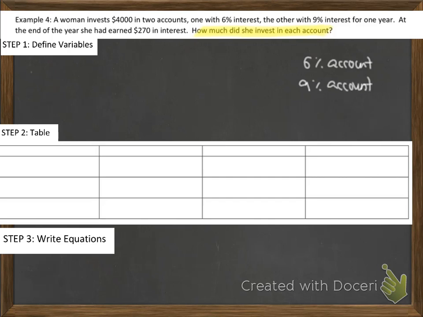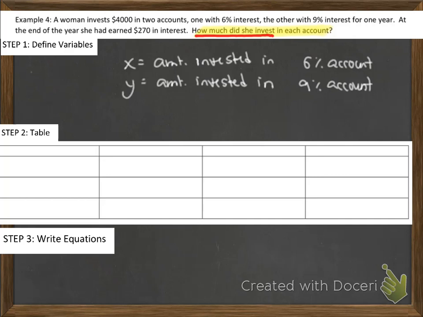Again, I encourage you to remember, if you simply do something like this, where you say x is a 6% account and y is a 9% account, that is incorrect. We need to know, what about the account do we want to know? Specifically, we need to know how much did she invest in each account. So we'll let x equal the amount invested in the 6% account and y be the amount invested in the 9% account.